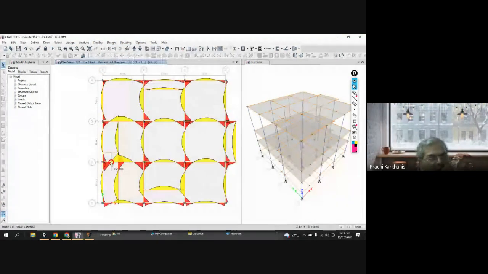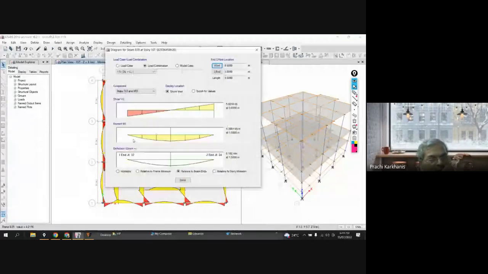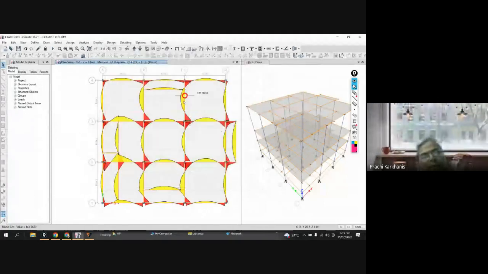And if I go to this, see here also you are getting both moments 0. So that is how you can release the moment at ends, and then it will be subjected to uniformly distributed load with simply supported ends. Okay. I will check why it is coming right now.